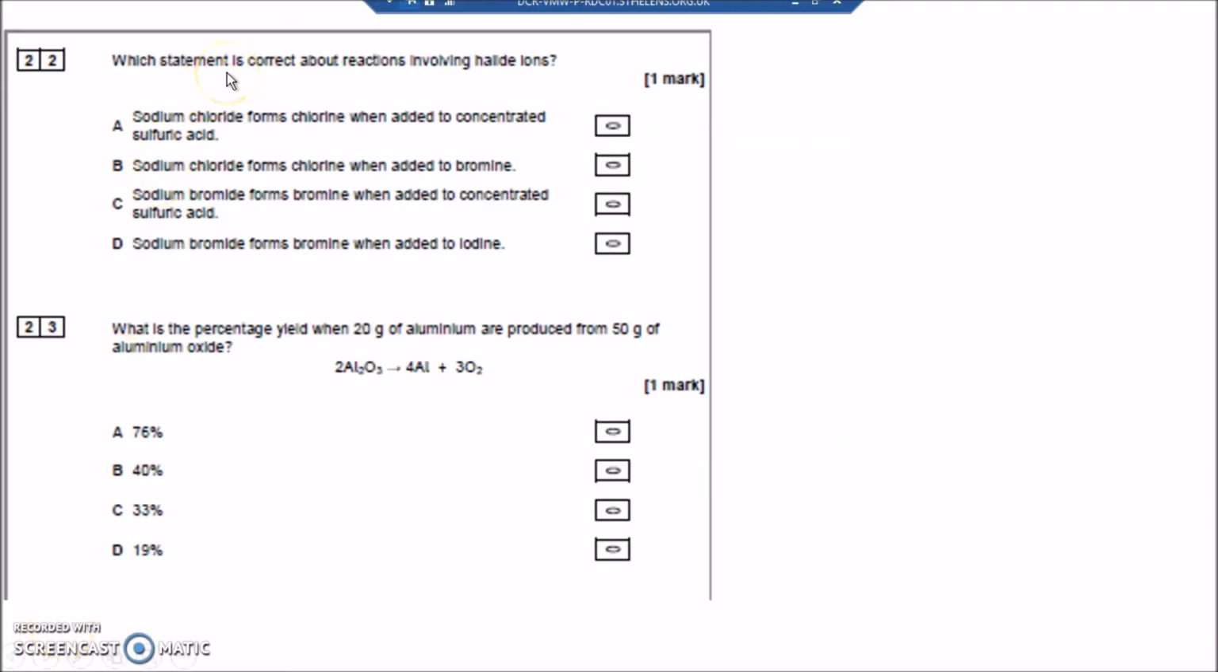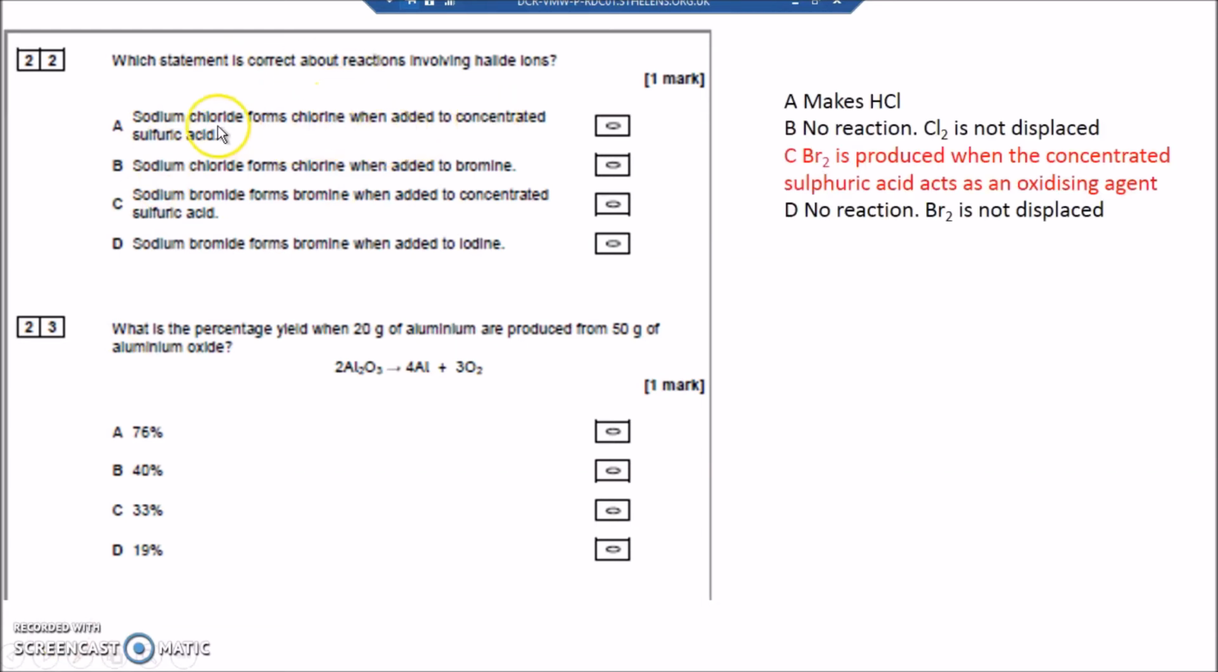Question 22. Which statement is correct about reactions involving halide ions? Sodium chloride forms chlorine when added to concentrated sulfuric acid. No, it's going to make hydrochloric acid gas as white steamy fumes. Sodium chloride forms chlorine when added to bromine. No, there's going to be no reaction, because chloride ion cannot be displaced by bromine. Bromine's less reactive than chlorine.